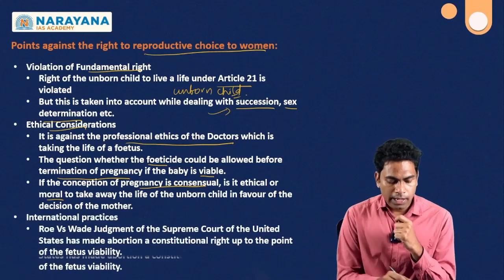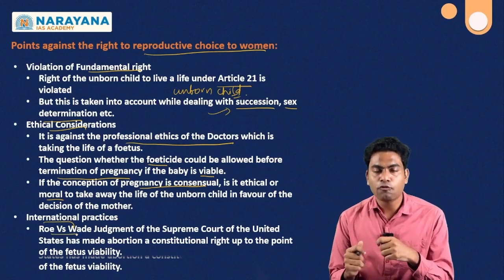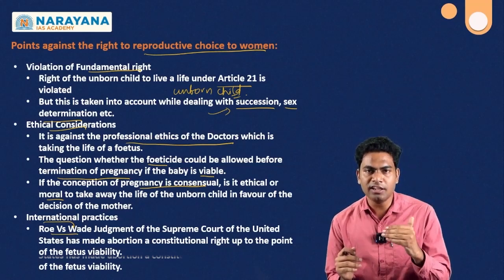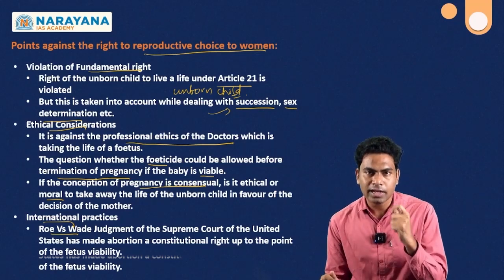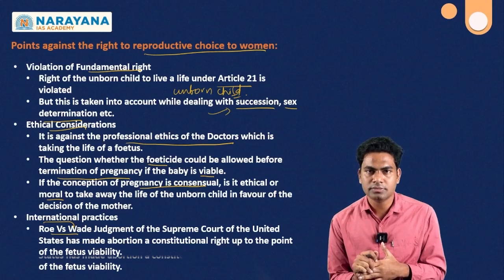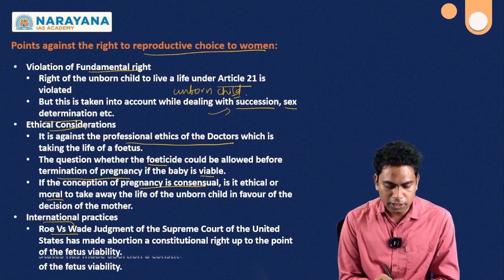And the international perspective: the Roe versus Wade judgment was in favor of the reproductive choice of women, but only up until the life of the fetus. If the fetus is viable, the grant of the right to reproductive choice is in contention and it can be limited. That is the judgment given by the US Supreme Court.